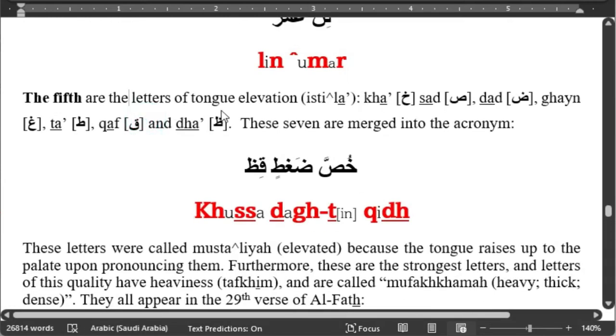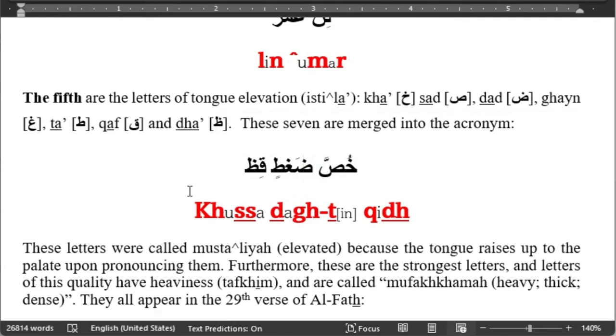The 5th are the letters of tongue elevation. Isti'la: kha, sad, dad, ghain, ta, qaf, and dha. These 7 letters are merged into the acronym Khussadagtin Qiyad. Khussadagtin Qiyad. Can you hear the heaviness there? Putting all those heavy letters together. Khussadagtin Qiyad. If I say that all day, maybe I will increase the muscle mass of my tongue.